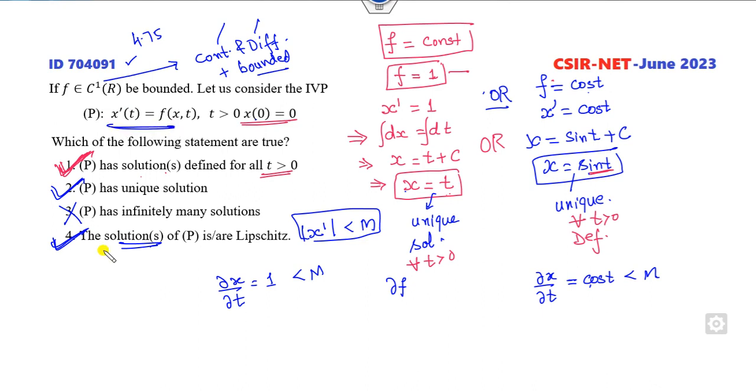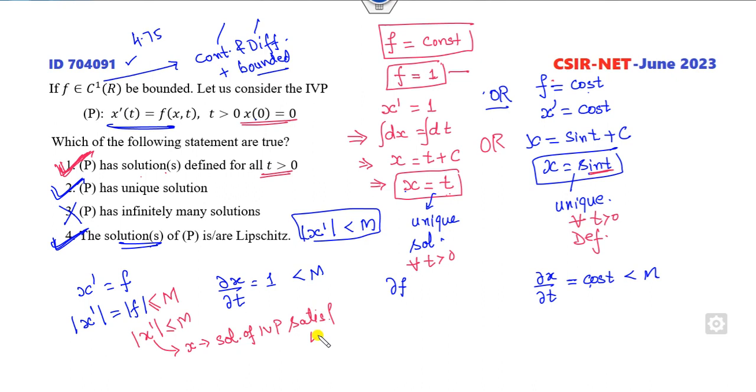Otherwise, look at that. What is given to you? X dash is f, and f is bounded. So if I take the modulus on both sides, f is given as bounded, which means this is less than or equal to M. What is the meaning of that? That means x, the solution of the initial value problem, satisfies the Lipschitz condition. So the right answer of this problem is 1, 2 and 4 are the correct answers.